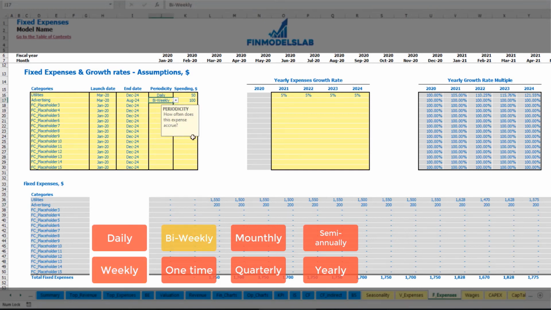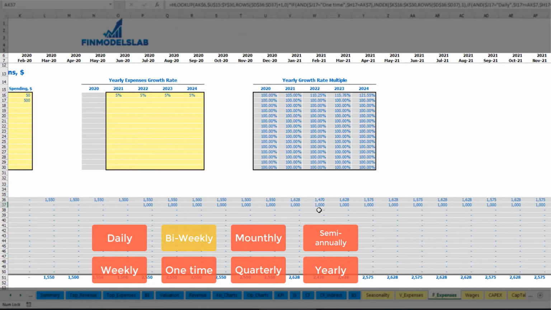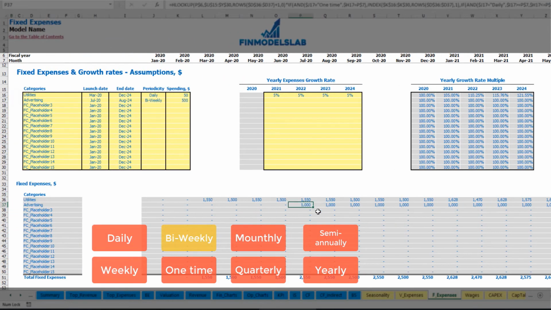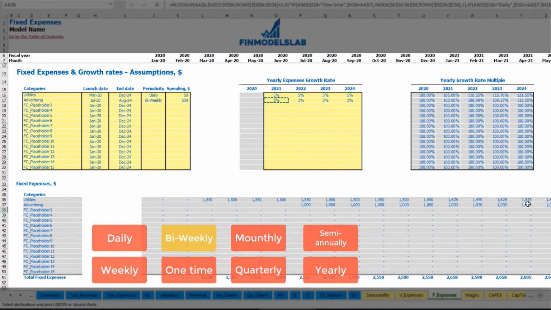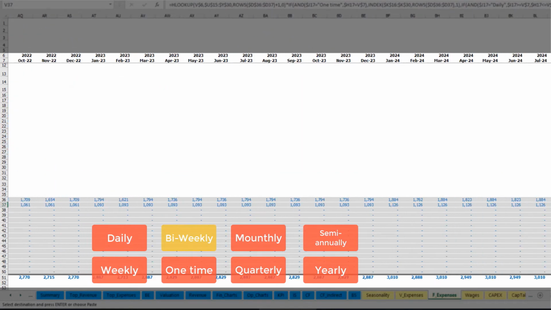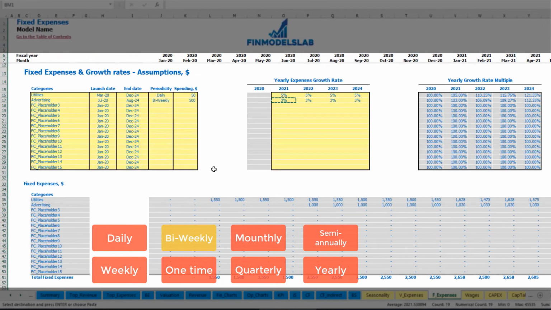Another option is bi-weekly. For example, $500. You can start from July, for example, and you'll have 2 bi-weekly payments within the month, $500 multiplied by 2, so you have $1,000 per month. Again, you can input some growth rate and you will see that your advertising expenses will grow year over year till August 24, which is the last date of this expense type.